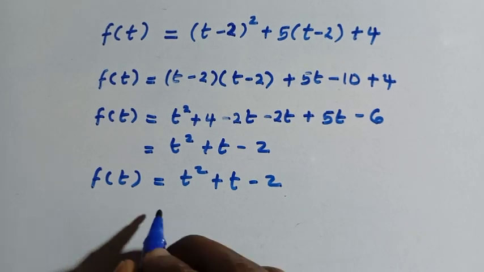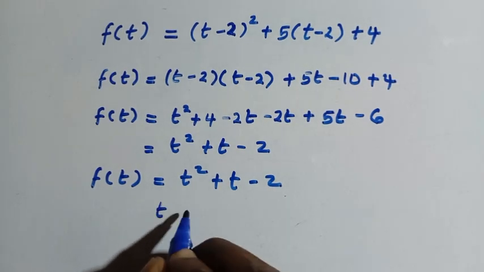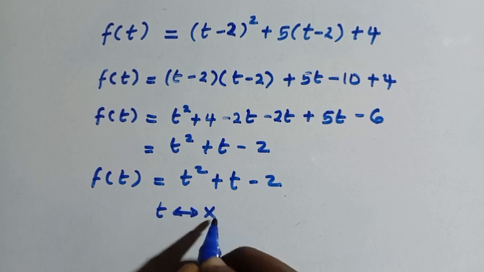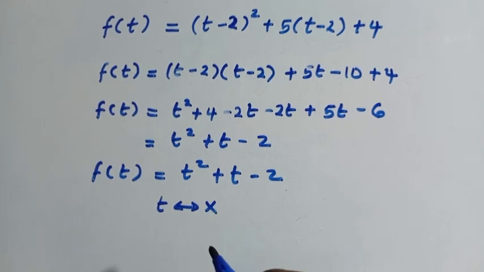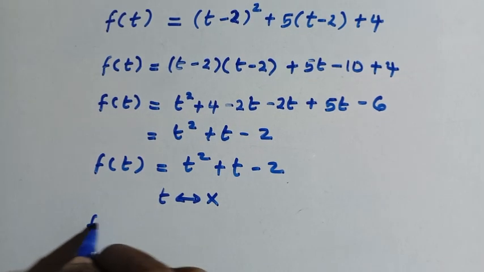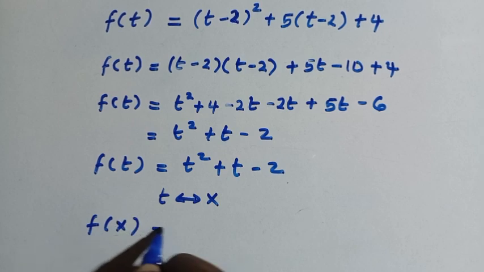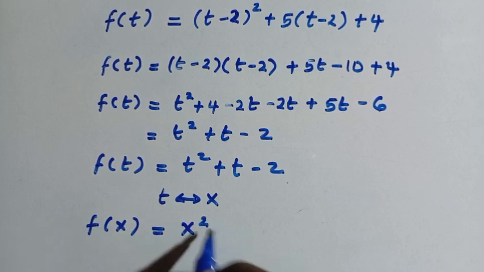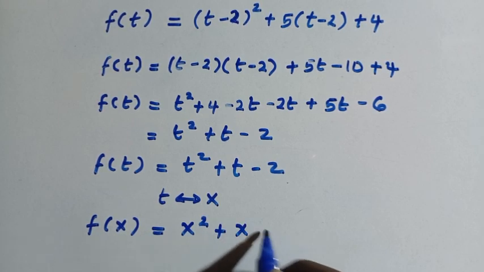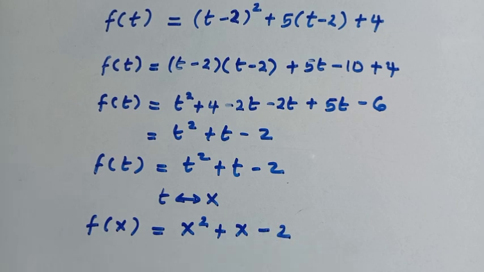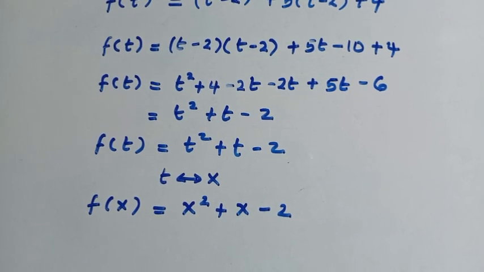Then since we need x, let's replace t with x. Both of them are members of the real numbers. So therefore we have f(x) equals x squared plus x minus 2. And we get the same result for the first method and the second one.